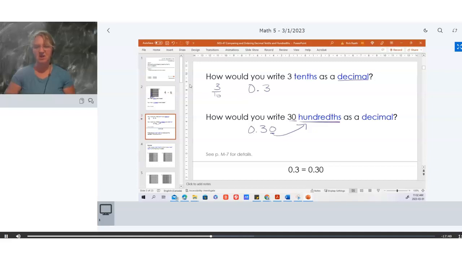Okay, pay close attention to which place value they're talking about. If they want tenths, then they want you to stop at the tenths with nothing after it. All of this space should be blank. If they're asking you for hundredths, then you need to have something in the hundredths place value. The other thing that you need to know is if we write 0.3, we could write as many zeros as we want after it. It doesn't change the value.